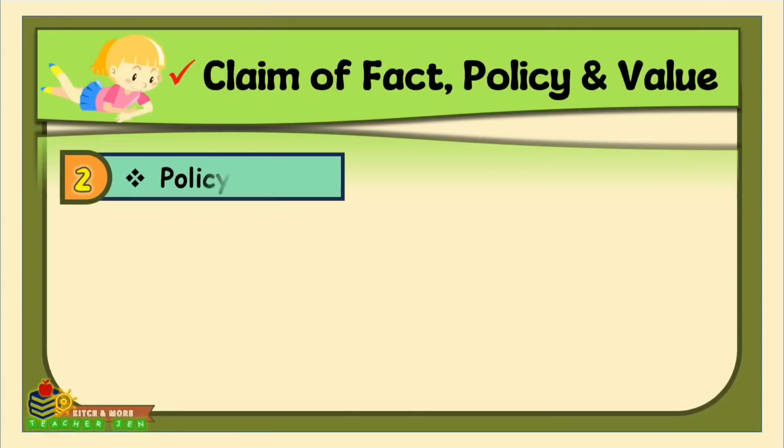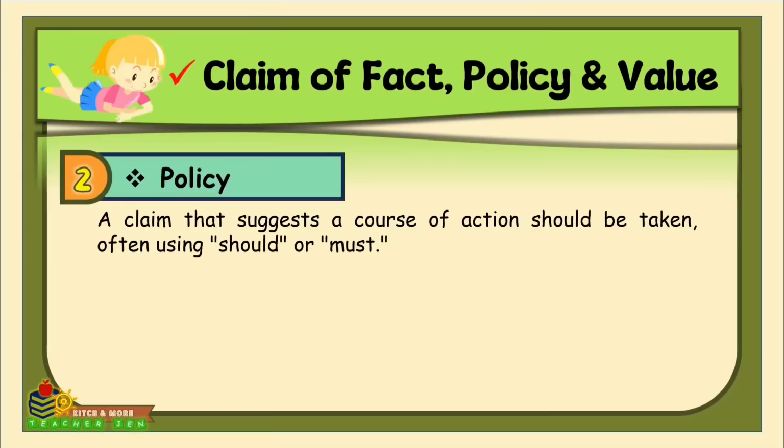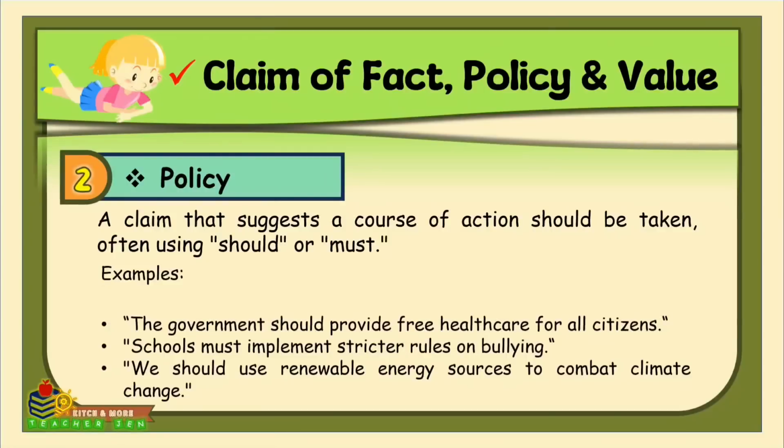Then the second type of claim is the claim of policy. A claim that suggests a course of action should be taken, often using should or must. Here are the examples. The government should provide free health care for all citizens. Schools must implement stricter rules on bullying. We should use renewable energy sources to combat climate change. So these are examples of claim of policy.